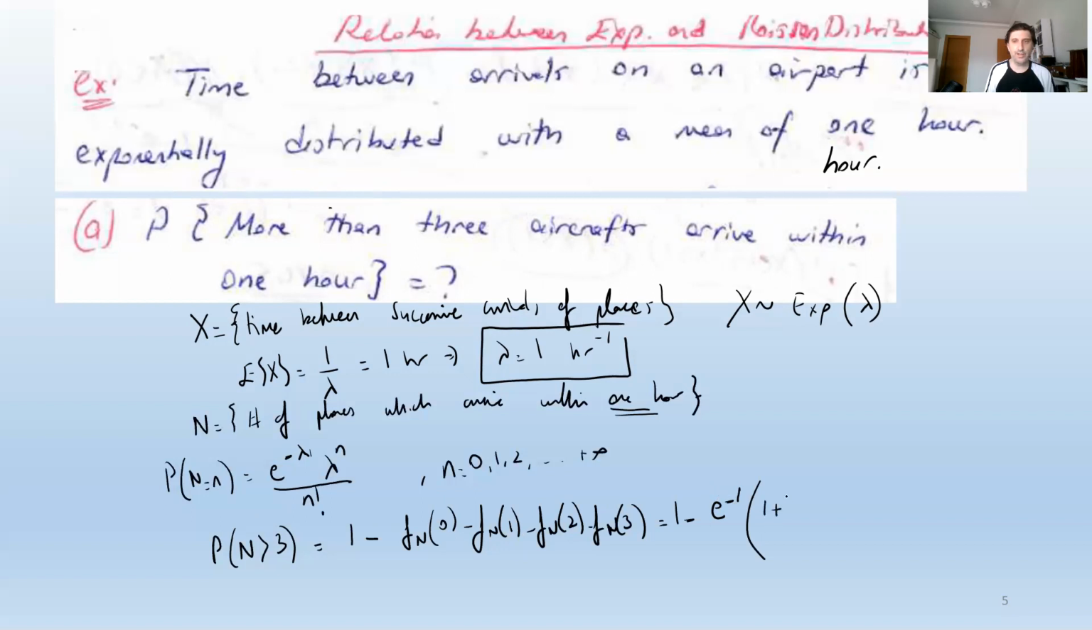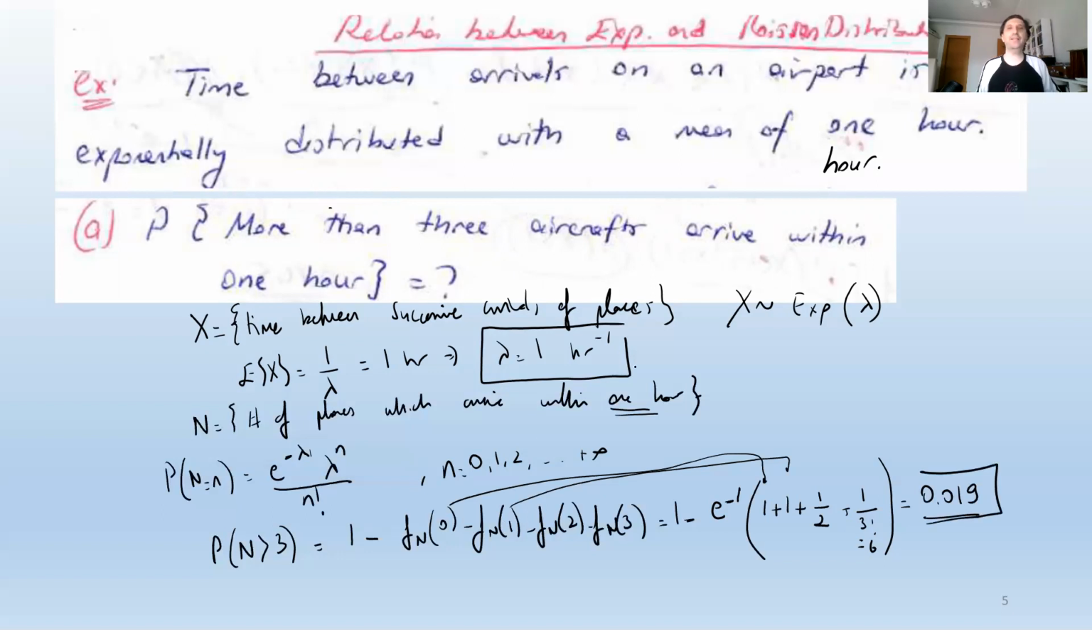This is going to be equal to 1 plus 1. When it comes to the next one, it's going to be 1 to the power 2 over 2, so it's going to be 1 over 2. And the last one is going to be 1, because lambda is equal to 1, over 3 factorial, so basically it's going to be 1 over 6. If you do the computation, it's going to be equal to 0.019.